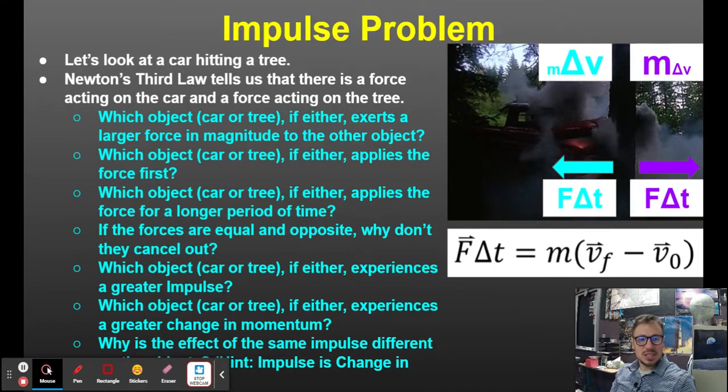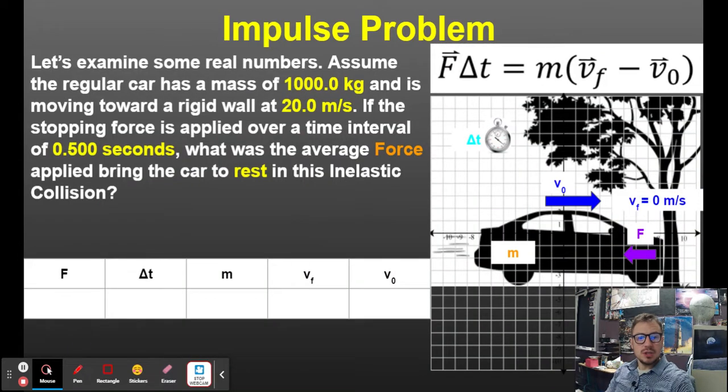I mean, because it's connected to the earth and that has much larger mass than that car. So let's put some numbers to this and find out why aren't cars made of rubber so they bounce off for safety? If we have a car that's 1,000 kilograms and is moving at a rigid wall at 20 meters per second, the stopping force is applied over half a second. So it takes half a second to stop.